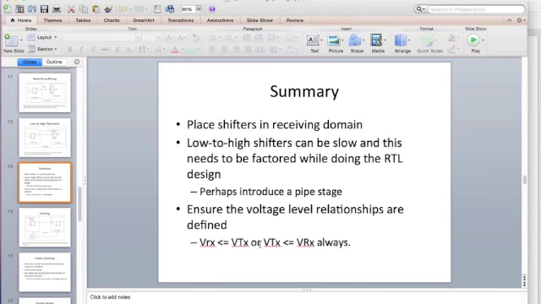And finally, if your voltage relationships are fixed in terms of direction, that means one is lower than the other, you can maintain that relationship, life becomes much easier, and that is not that hard to do.